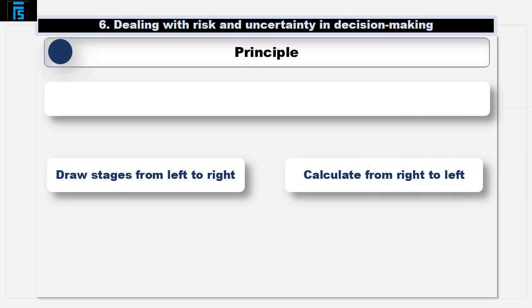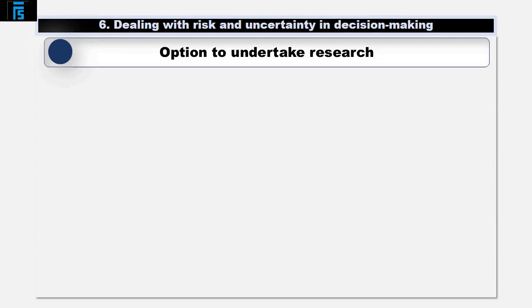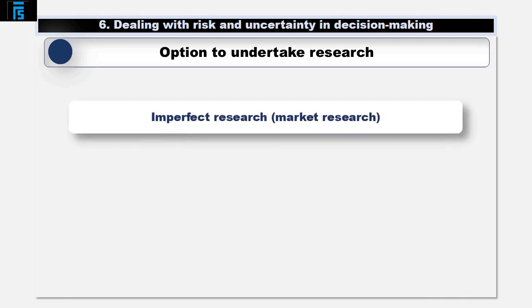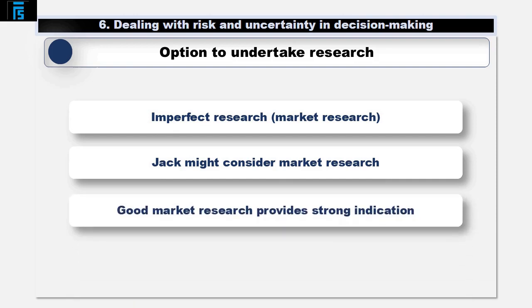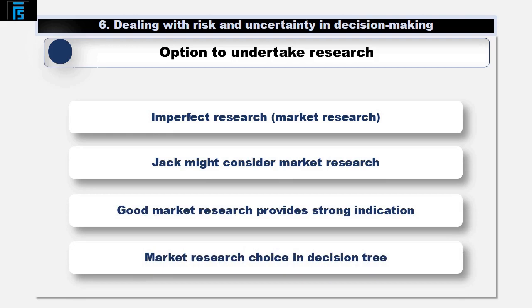Often in questions, the option will be given to undertake further research before committing. Typically, this research is imperfect. In other words, it reduces uncertainty but doesn't eliminate it, such as market research. Jack, for example, might consider undertaking market research before committing to opening his new shop. Although market research is not guaranteed to be absolutely accurate, good market research will give you a strong indication.